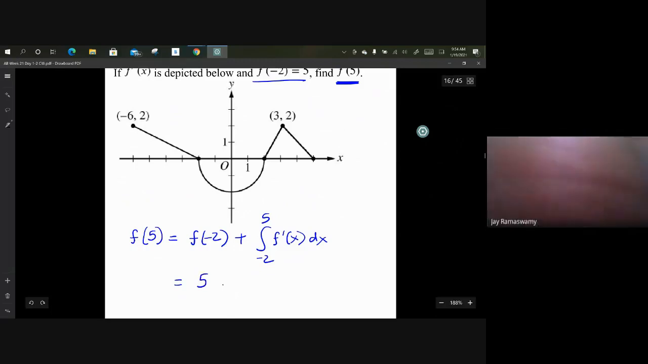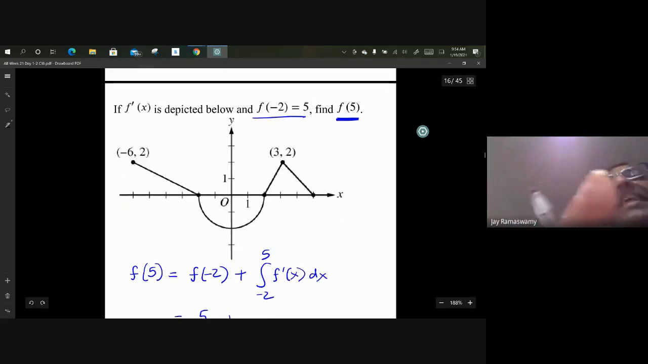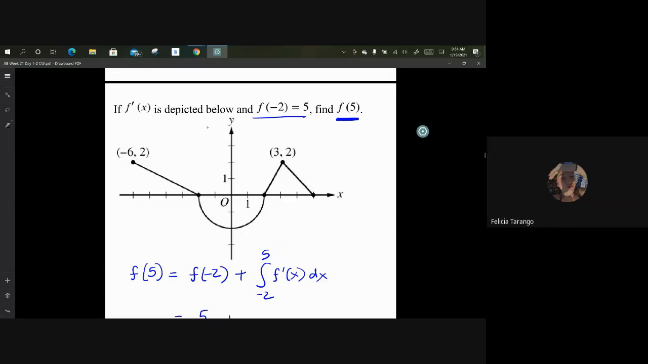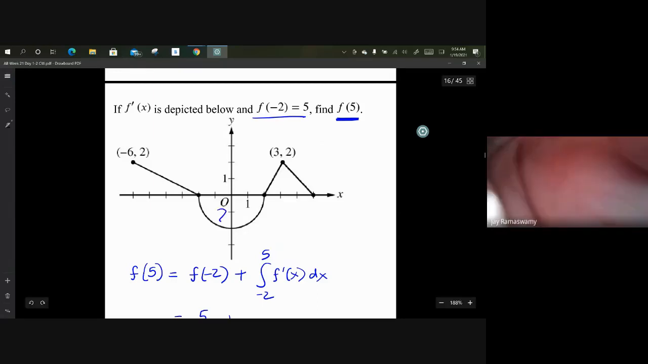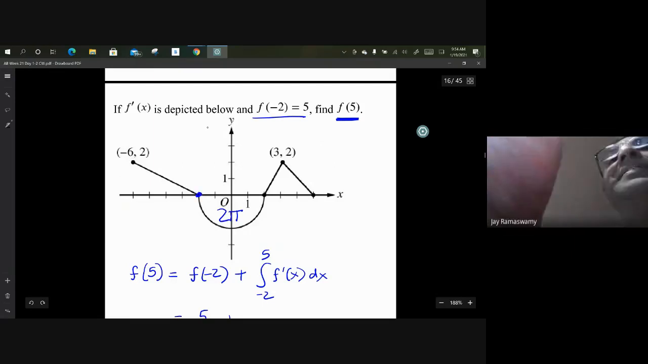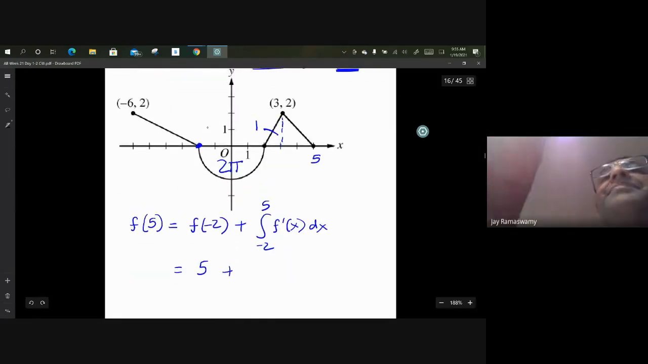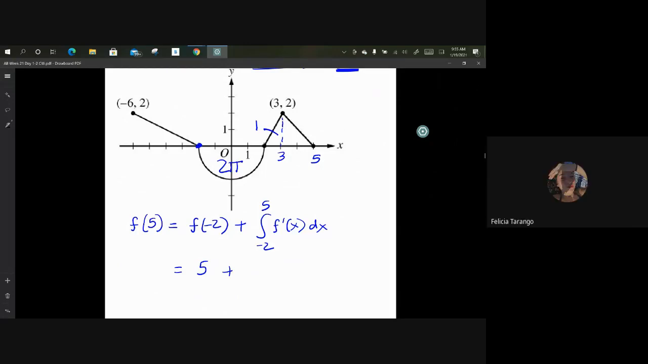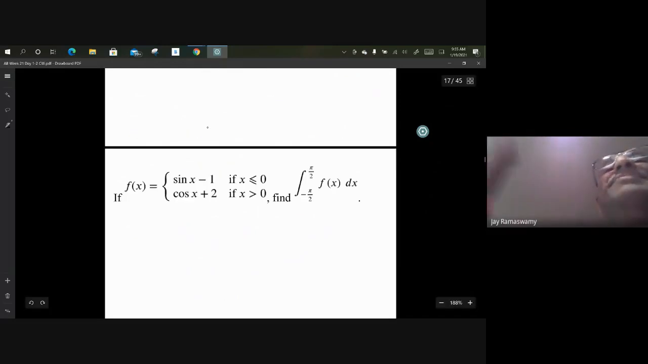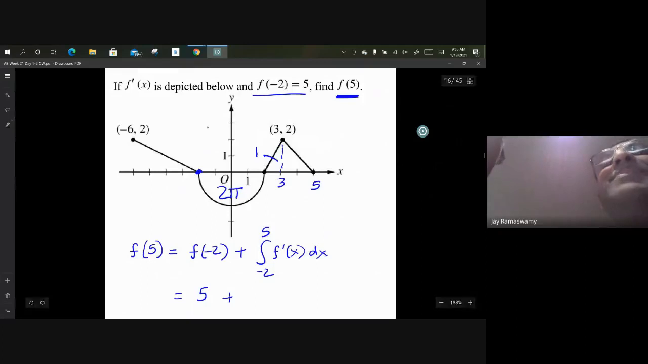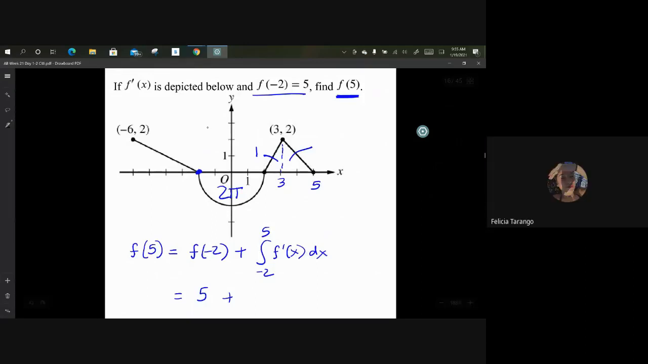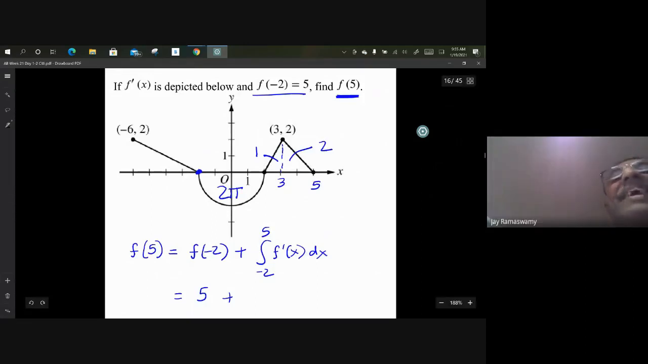Guys, what's f of -2 given to me? 5. Do I just need the area from -2 to 5? From the previous thing, relax. Just use the same figure. That guy was 2 pi, correct? And this guy was 1. This is 5, by the way. I just wanted the area of the final triangle. You're going way too ahead. I'm breaking down the problem. So what's the area of this guy? That's 2, correct?